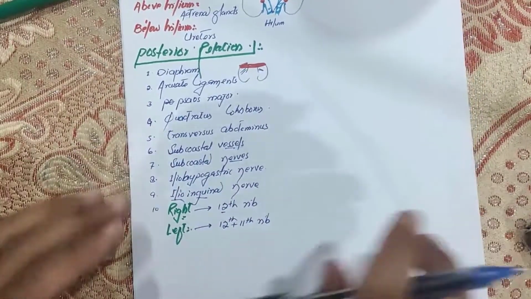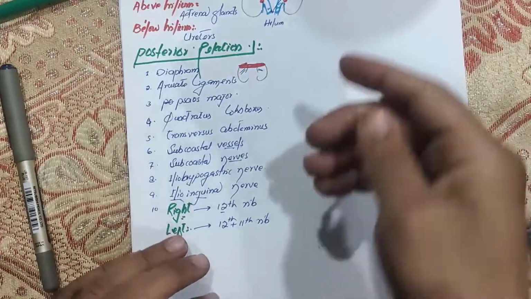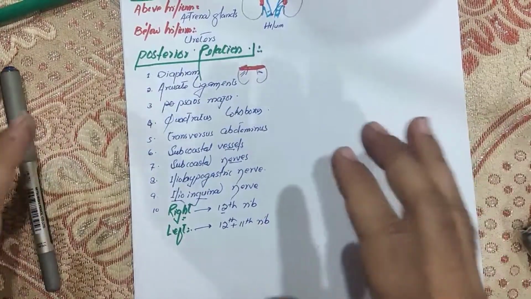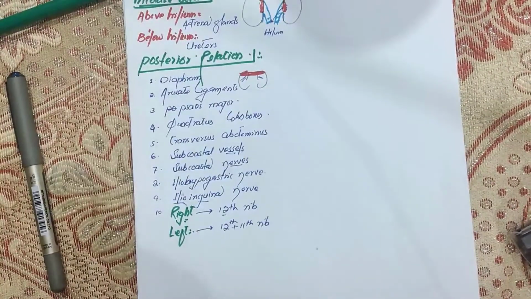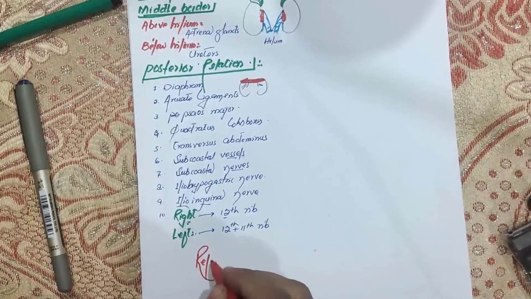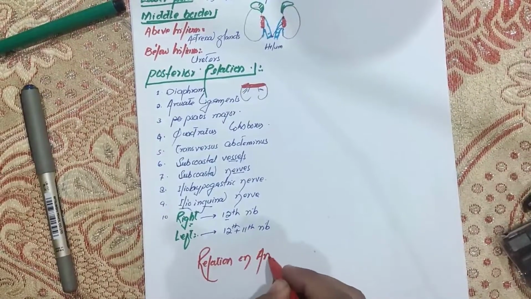Now let us go to the relations on the anterior side of the kidney, right? So as I told you, on the anterior side of both kidneys there are different structures found. On the right side there are different structures, on the left side there are different structures. So let me write here: relations on anterior surface.